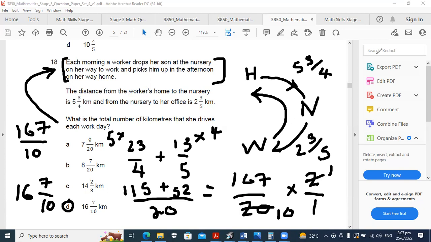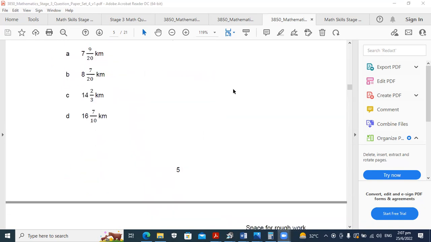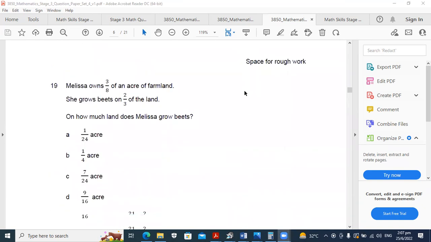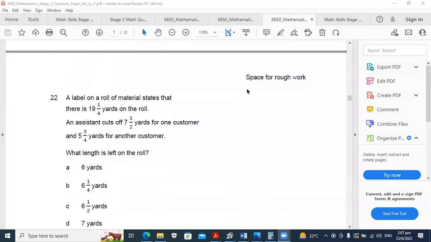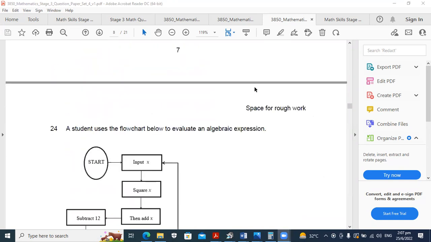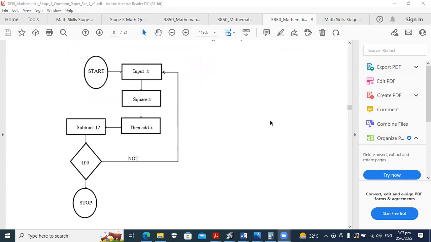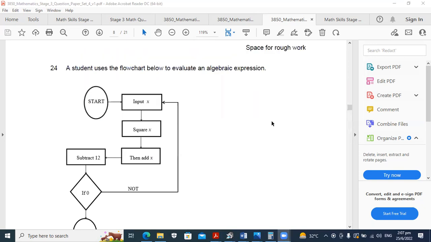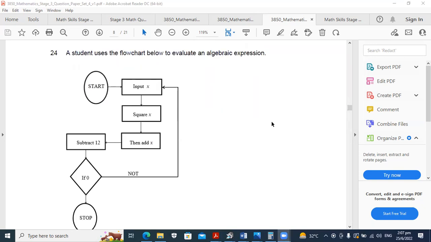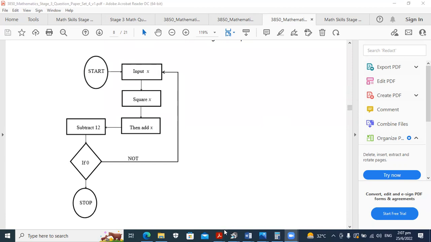All right. All right, so did we do this? No, sir. All right. Oh my. This is a flow chart.